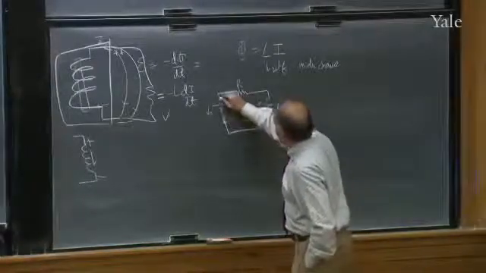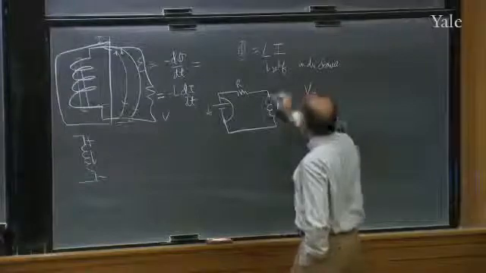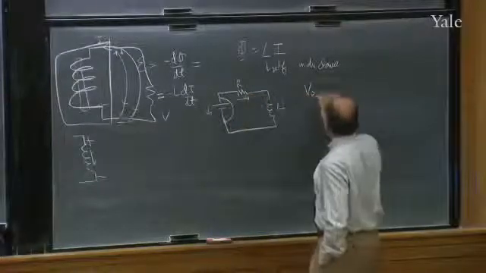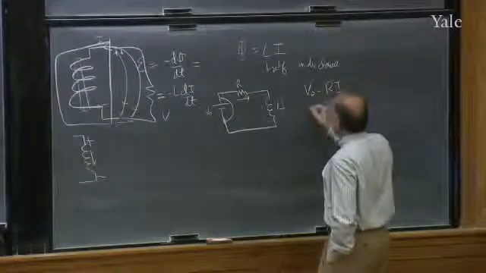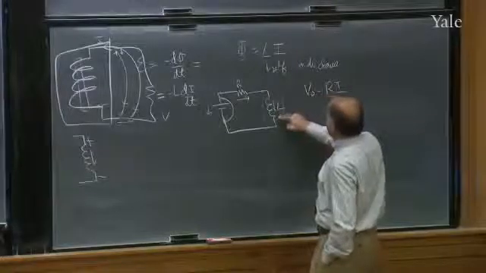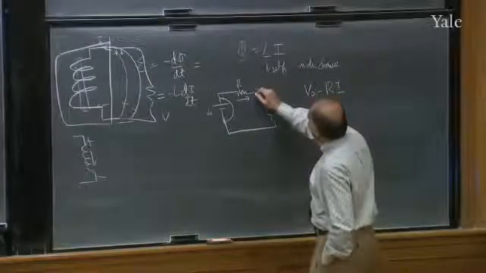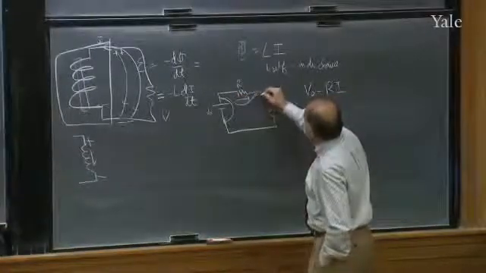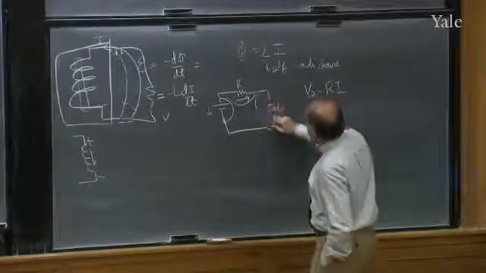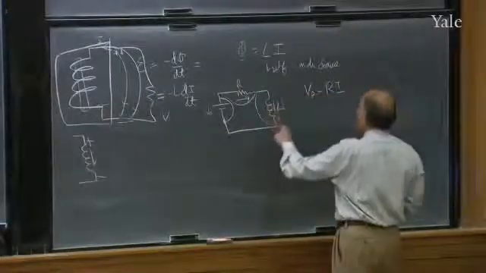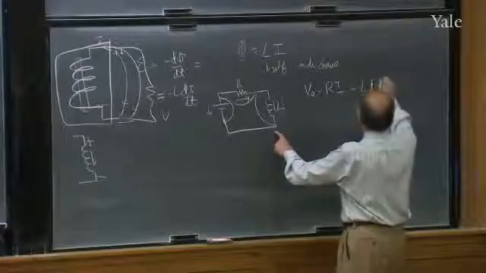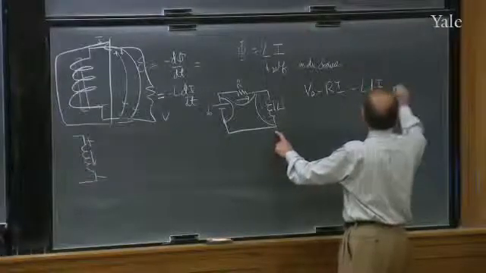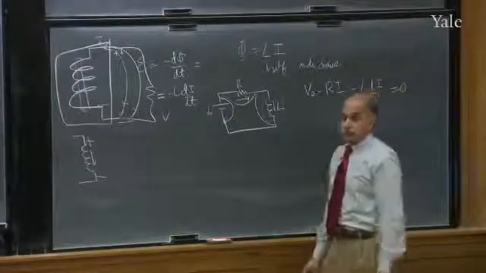Then from here to here, you go up by V naught. Then here, current flows downhill, so you drop Ri. And here, if this is the sense of the current and it's increasing, your loop will go from there to there. It will jump this and come to this end. And the drop from here to here is L di dt. And the whole thing should add up to 0.